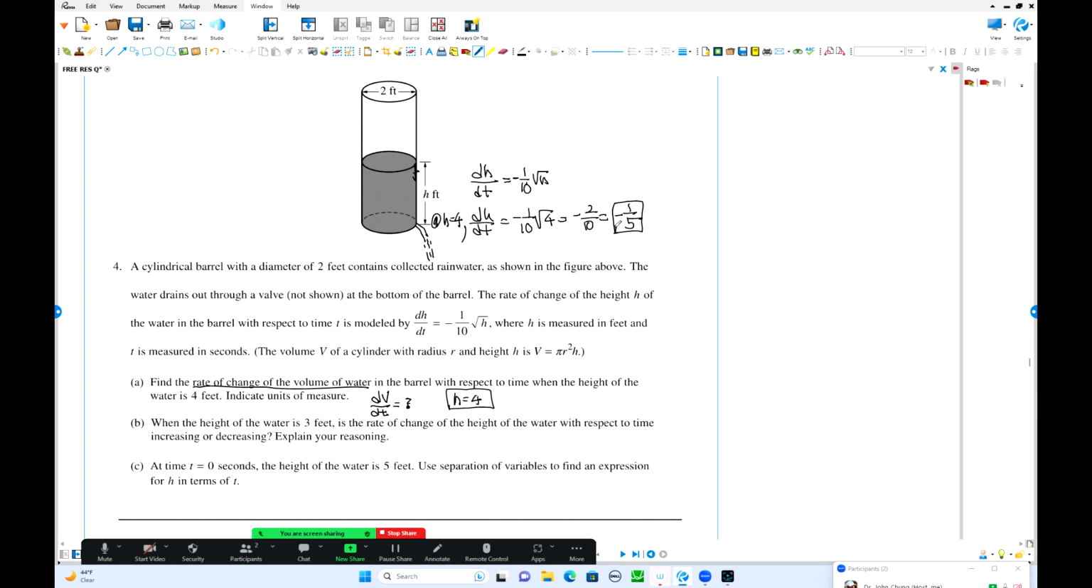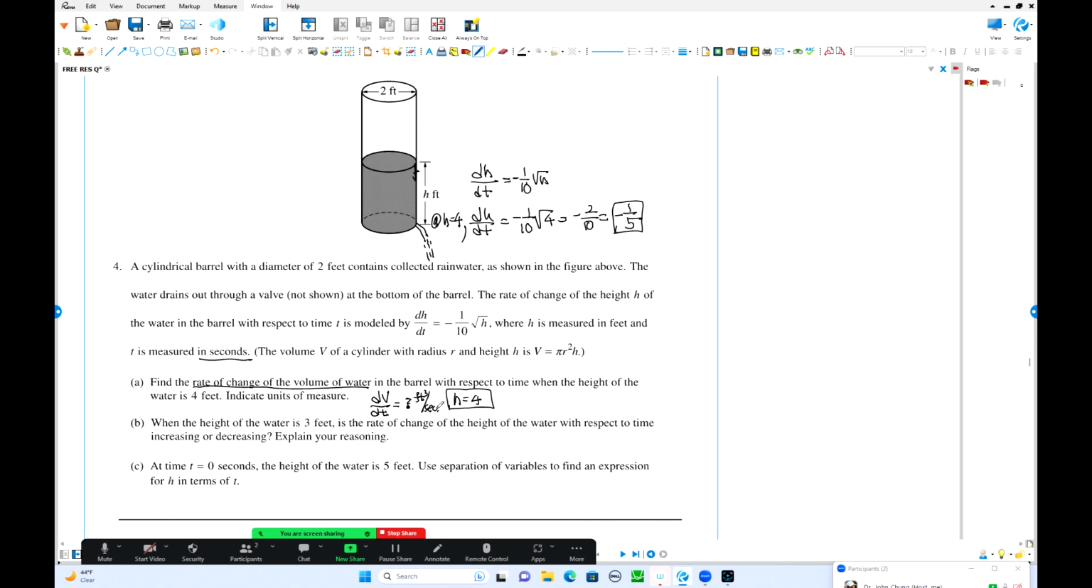Indicate the unit of measure. The volume is in cubic feet, and the rate is per second, so the unit should be feet cubed per second. That is the rate of change of volume.